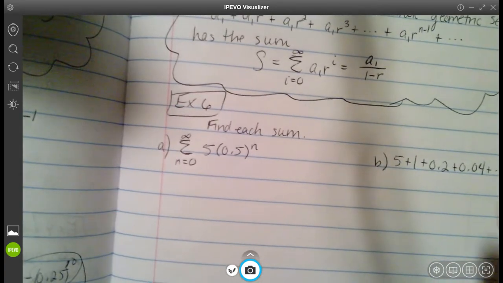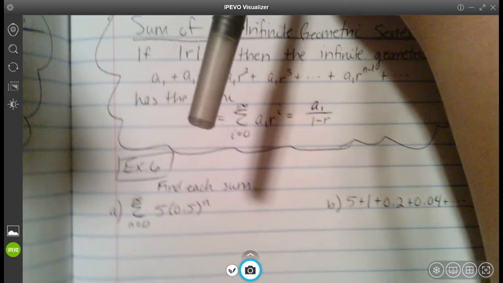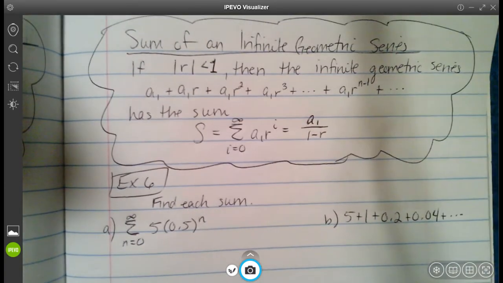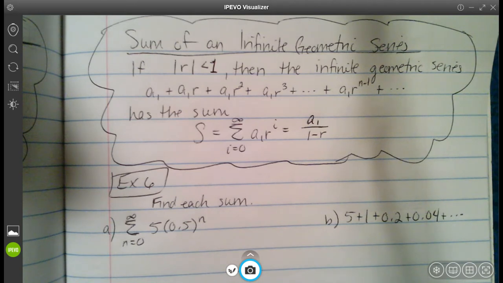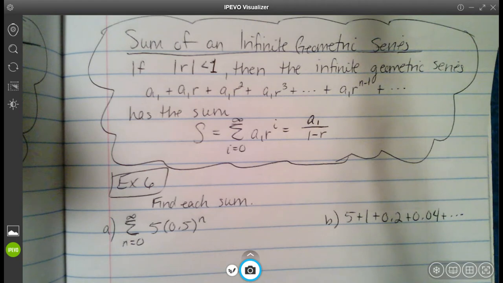Last but not least, we do have one more example with two parts to it. It says the sum of an infinite geometric series. So the infinite ones are the ones that go on and on and on, and they usually will come really close to a number of some sort, okay? Kind of like a limit, but we're not going to talk too much about that.